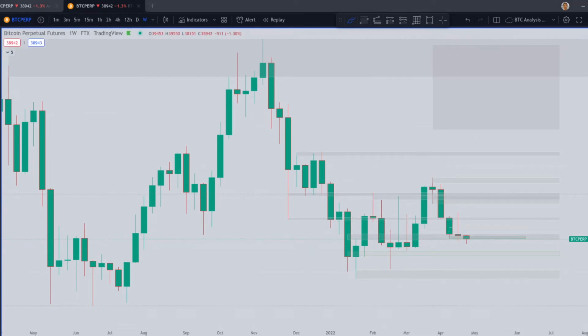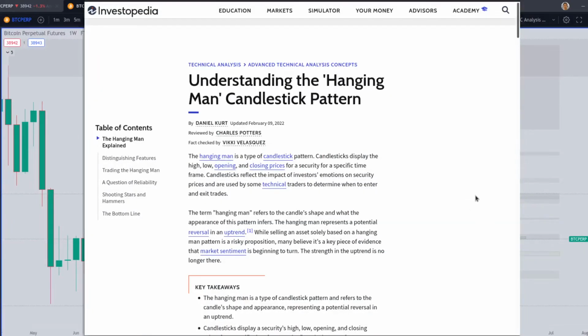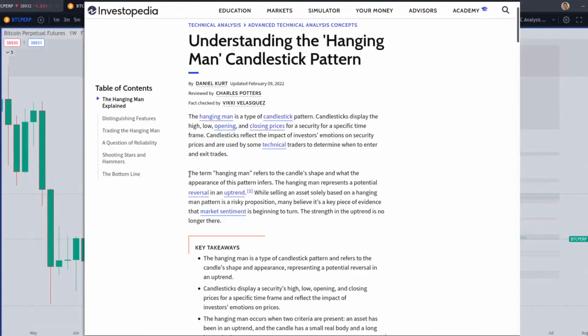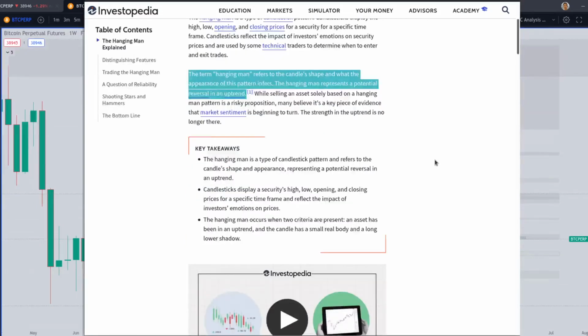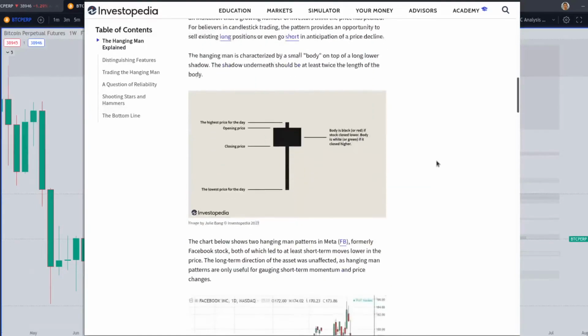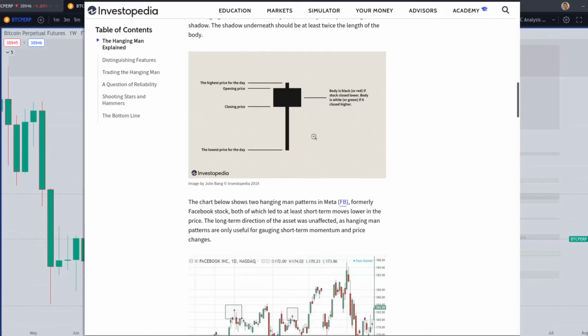Okay, let me show you information from Investopedia again. Understanding the hanging man candlestick pattern. The hanging man represents a potential reversal in an uptrend, right? And what does a hanging man look like? It looks like this. A hanging man looks like a hammer, right? So it can be a reversal candle, it can look like this.